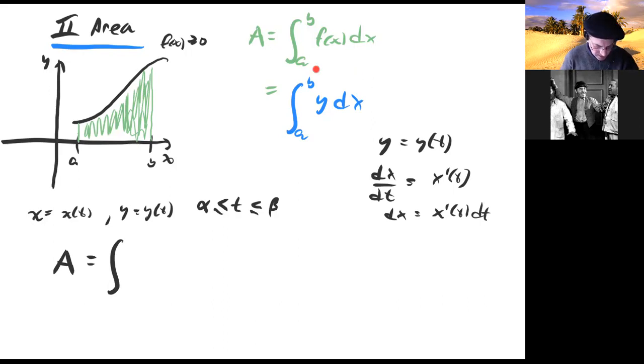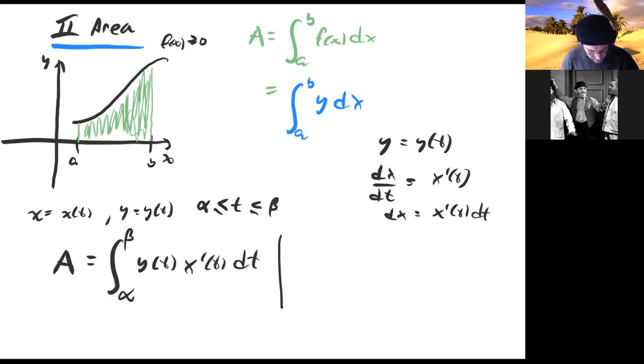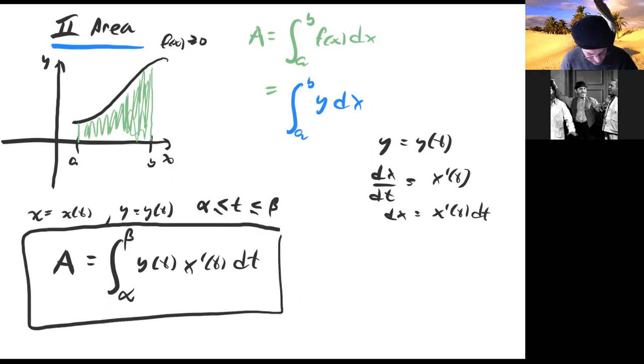So we just substitute that into this formula to get the area as the integral from t going from alpha to beta. Don't be scared of Greek letters. It's y of t times x prime of t dt. So that's the area formula. Okay, so let's use this to compute some areas. Let's do the area of a circle.